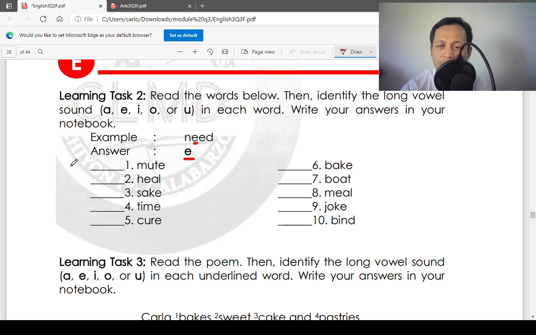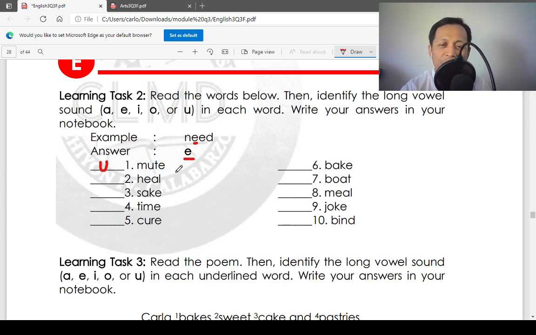We have here 10 words. Additional example, we have mute. And the long vowel sound is U. Now, please do the other 9. So, we have heal, sake, time, cure, bake, boat, meal, joke, and bind.